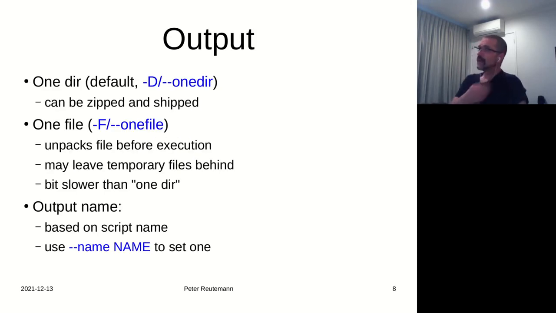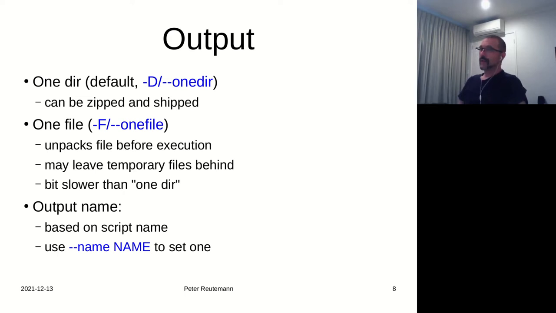It can generate several different outputs. So one, which is the default, is the one directory. So in your distribution directory, it creates another subdirectory, which will house basically all the files that you need, in other subdirectories from other libraries and whatnot. And with that approach, you can then simply zip it up and then ship that to your client, for instance, or to your users.